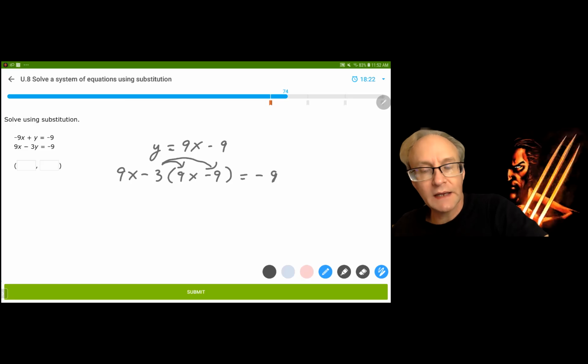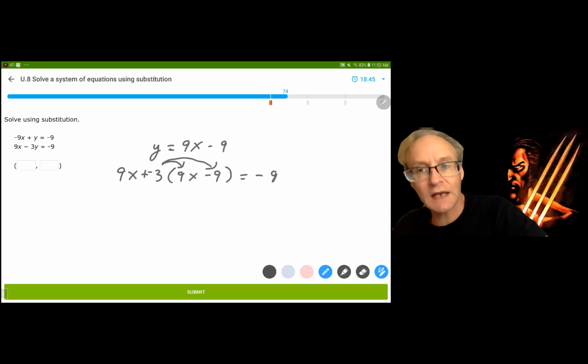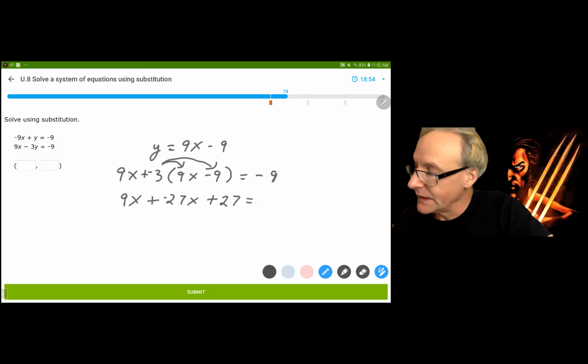Now, here's one way of thinking about why this works. For those of you who have seen some of my other videos, you know that I hate subtraction. And there's a really good reason why subtraction is a bad idea. In this particular case, this equation is the same as plus a negative. Now is it clear that the negative 3 has to be distributed? So I have 9x plus negative 27x plus 27 is equal to negative 9.